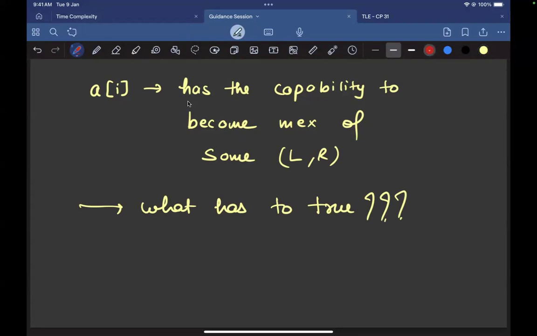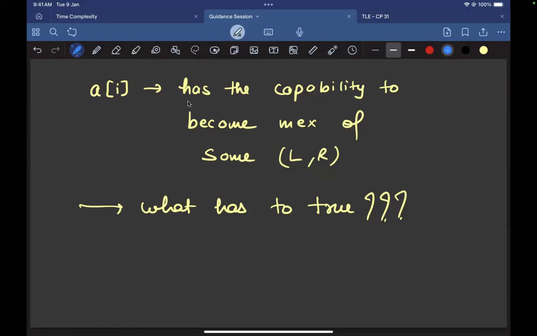Can I say, listen to this very carefully. Can I say that if any element AI has to have the capability to become a max? I'm saying capability. I'm not sure it might become a max. If just that it has the capability to become max, then don't you think that particular number should not be present in the array?